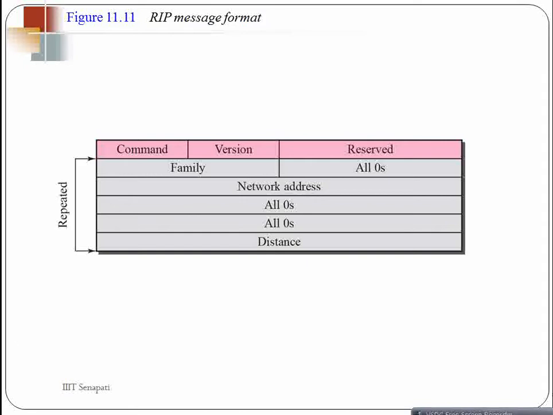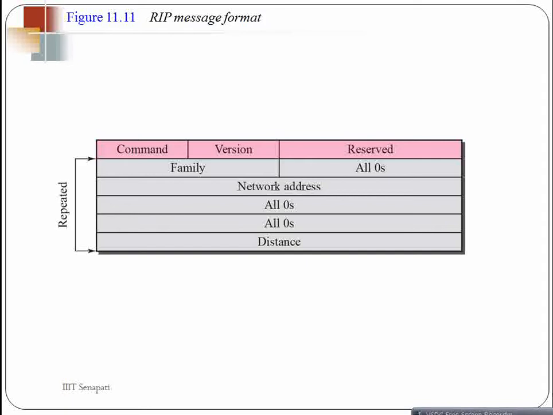Then family, again a 16-bit field which defines the family of the protocol being used. Usually it is the TCP/IP protocol suite, and for TCP/IP the value is 2. Now the next field is all zeros, let it be.